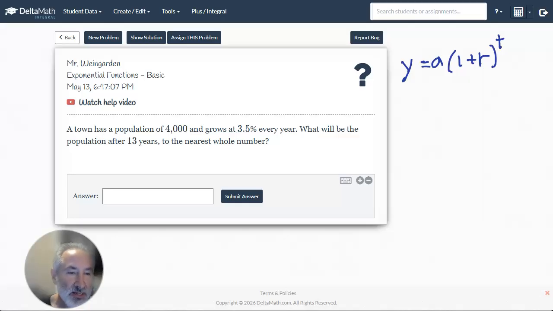The a is the beginning amount. That's the population they have at the beginning, 4,000. They want to know what it will be after 13 years. So all we've got to do is plug in the numbers. It's 4,000 times 1 plus whatever the decimal is of this, and we dang it, we just did that.